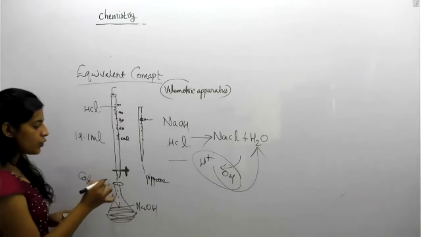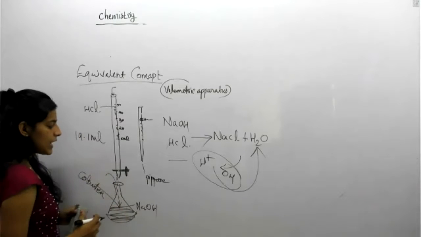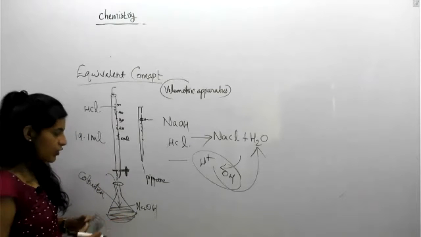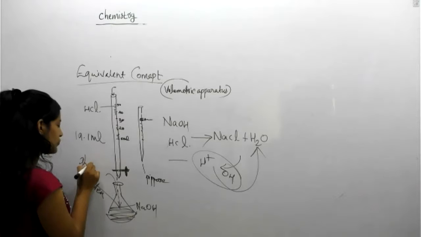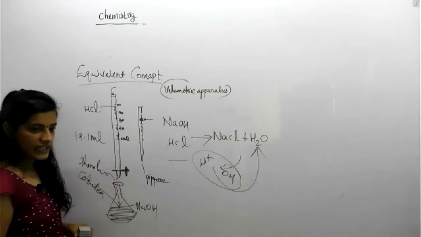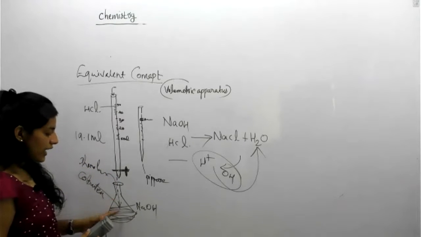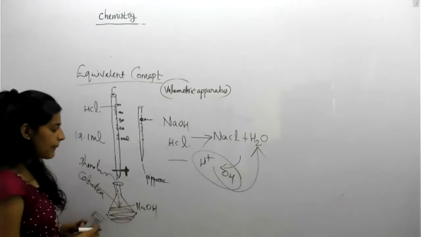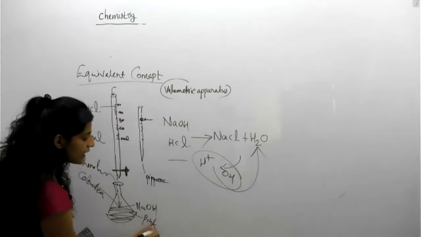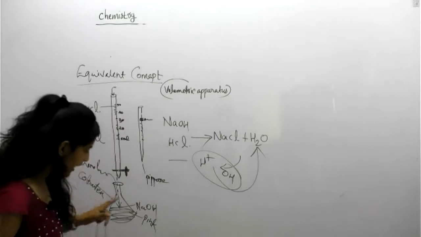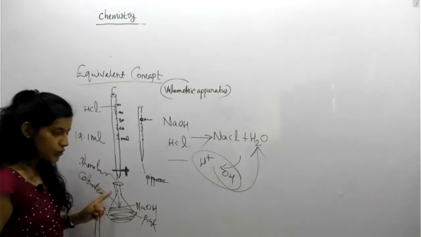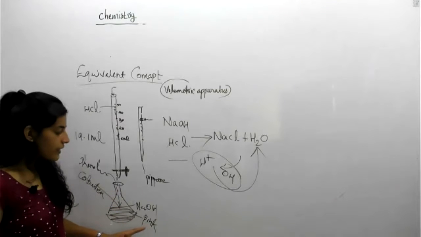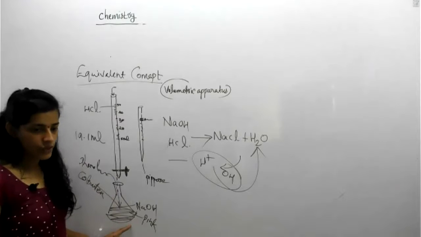Okay, one more thing. You want to add an indicator also before starting the reaction. Okay, 20 ml of NaOH is poured. You want to add phenolphthalein as your indicator. So you can add phenolphthalein here. Adding phenolphthalein to NaOH, the color becomes pink. In the initial stage, to 20 ml of NaOH, add phenolphthalein, 2-3 drops. At that time you can see a pink color occurring.